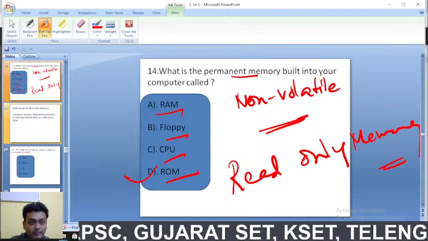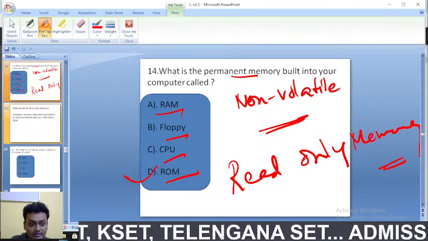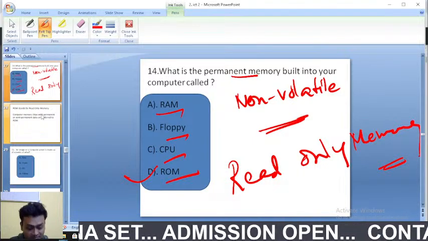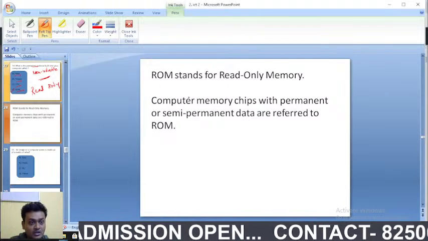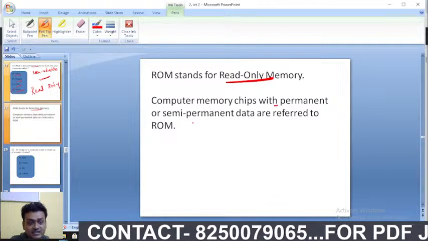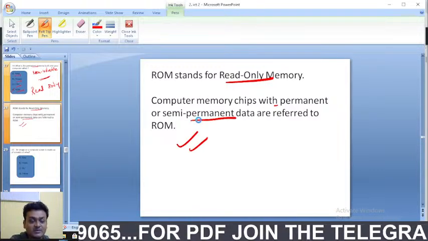Exactly. ROM, permanent memory built into your computer. It's a non-volatile memory. ROM stands for read-only memory. Computer memory chips with permanent or semi-permanent data are referred to as ROM. जो भी है, we have also different types of ROM, EPROM.